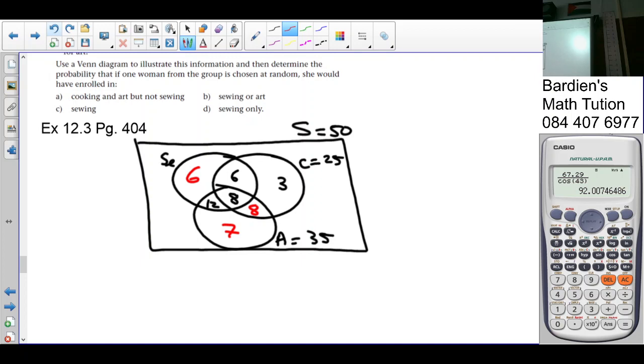So, question A says, cooking and art but not sewing. Cooking and art, so it's those there, but not sewing. So I've accounted for 8. You understand? So it's 8 over 50, which is 4 over 25.